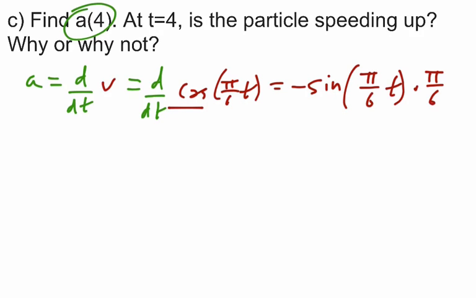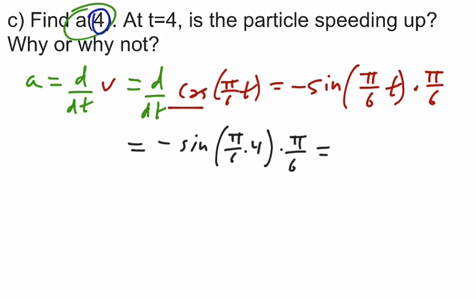Alright, and we do need to find it at t equals 4, so we're going to plug in 4. So we get negative sine of pi over 6 times 4, like that, times pi over 6. And it is okay to leave this answer like this on the free response. However, I'm going to simplify it, and I suggest that you do also, because it's going to help us with the second part, because we have to figure out if this is positive or negative.